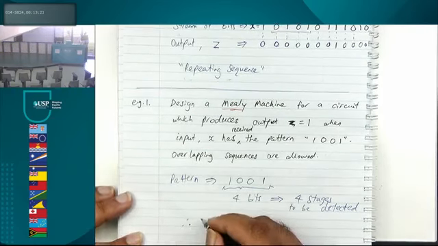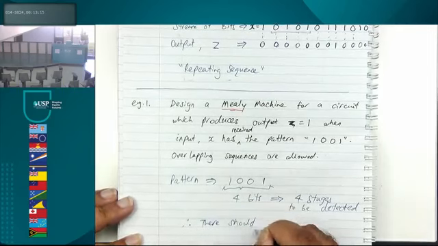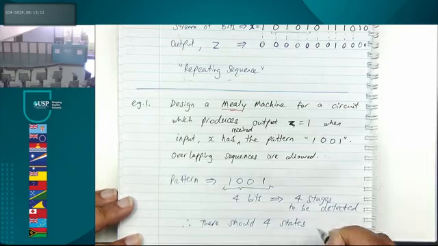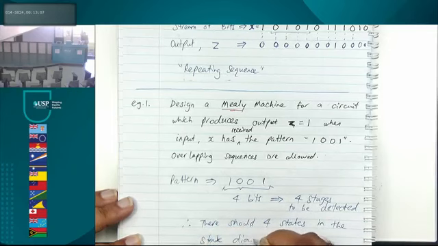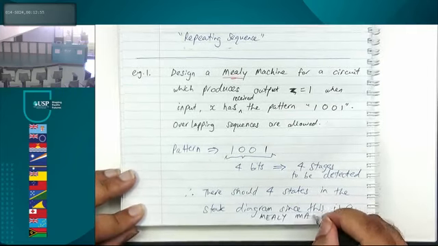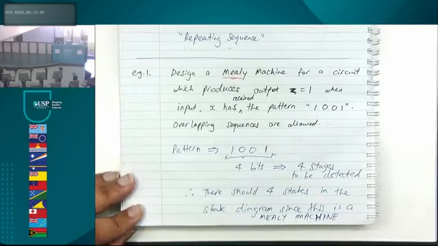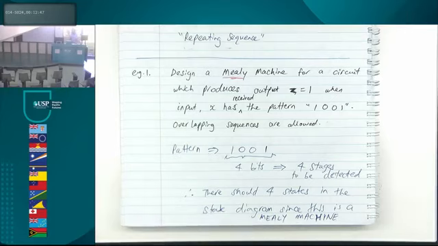Okay. Now, if there are 4 stages to be detected, therefore there should be 4 states in the state diagram, since this is a Mealy machine. All right? Okay. Now, let's have a look at the next part. So, until now, everyone with me?